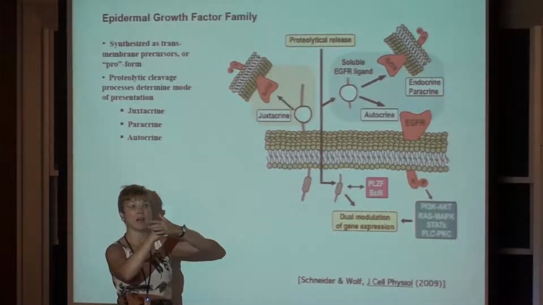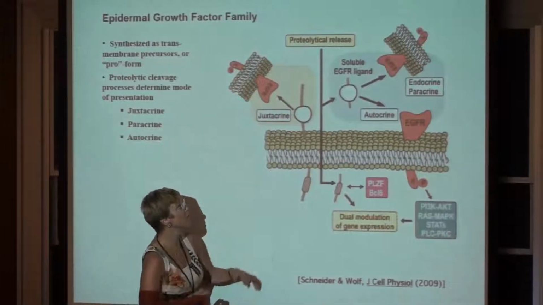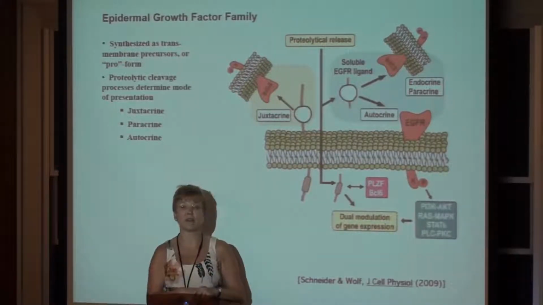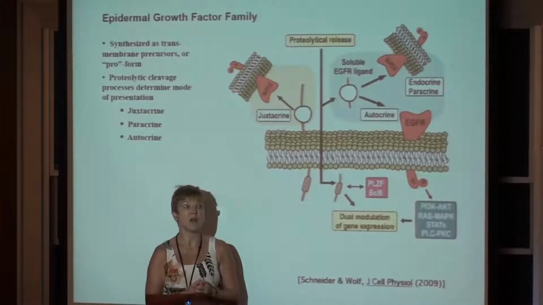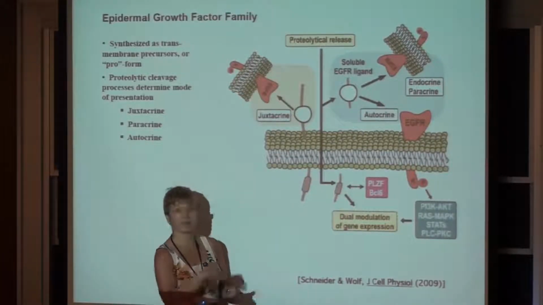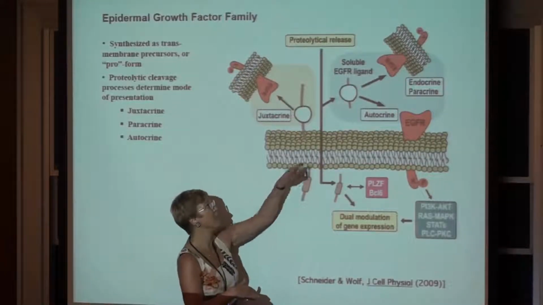Now, not all of the ligands can do that, but many of them, HBEGF, can act in juxtacrine. And then it can be cleaved by proteases that exist on the cell surface. So there are a number of different proteases in an area of very intense interest to understand possible cancer targets. How do you inhibit these things being cleaved when they shouldn't be?